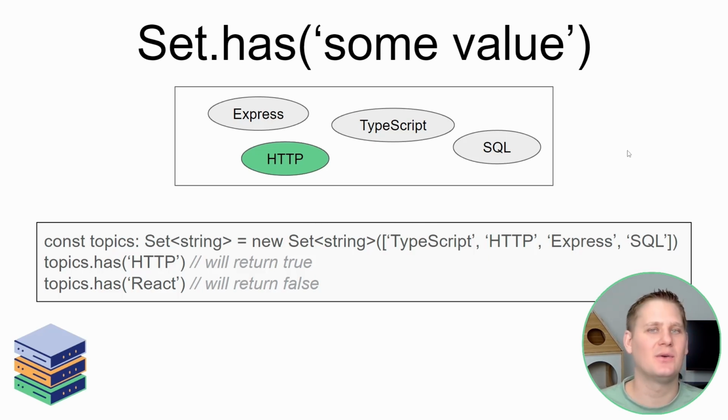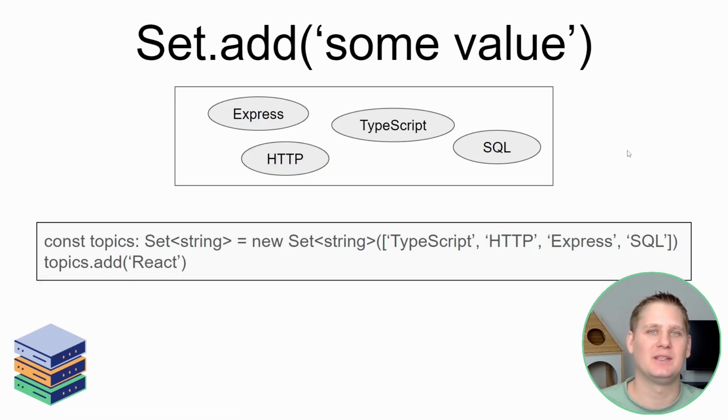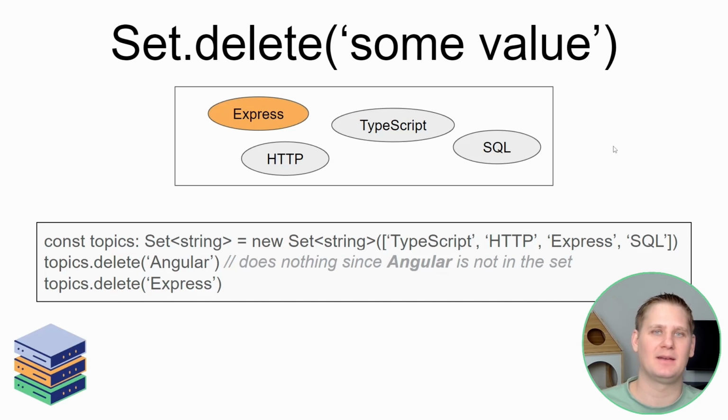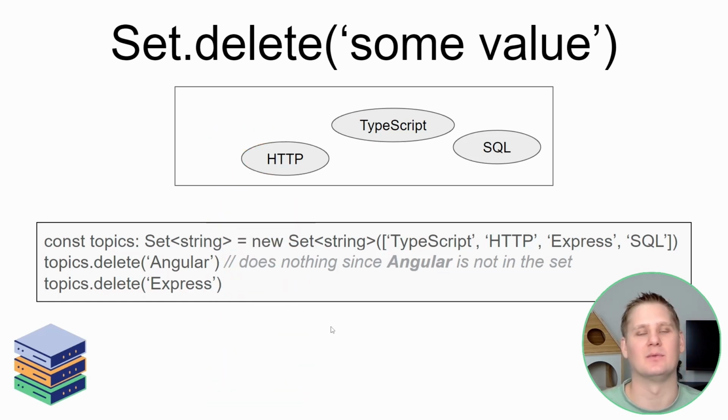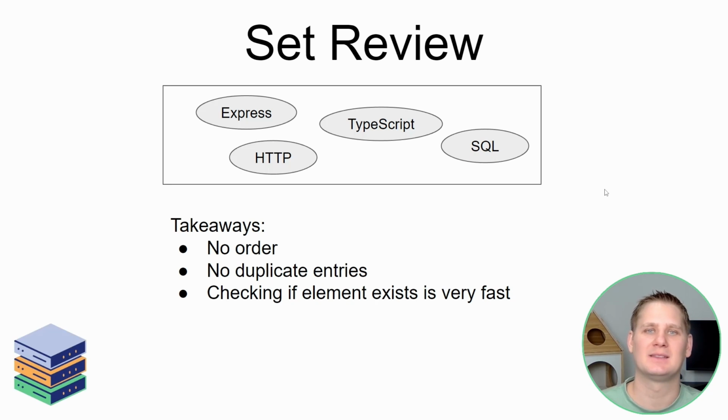If we want to add new elements into the set, we would simply use the add method. We'd say topics.add, and in this case, we can add the topic React. If we want to remove elements from our set, we would use the delete method. In this example, if we were to say topics.delete Angular, it would do nothing since Angular is not already contained within the set. However, if we say topics.delete Express, Express would be removed from the set. That's all the methods I want to look at for sets. So in review, sets have no order, they do not allow for duplicate entries, and checking if an element exists is very fast.